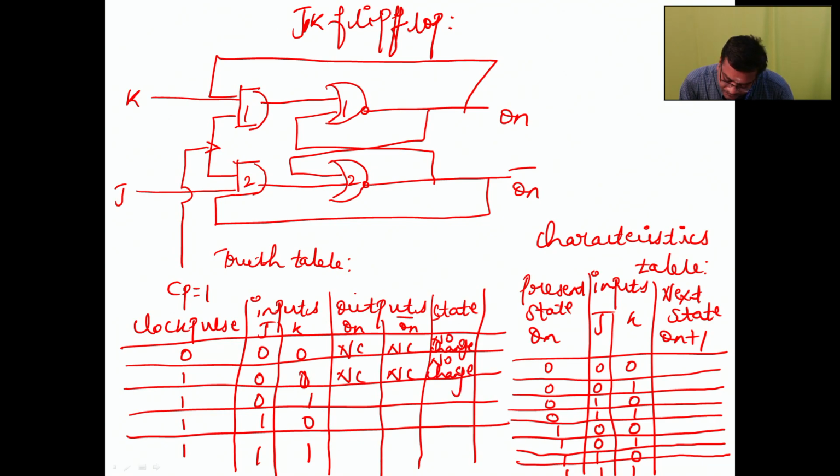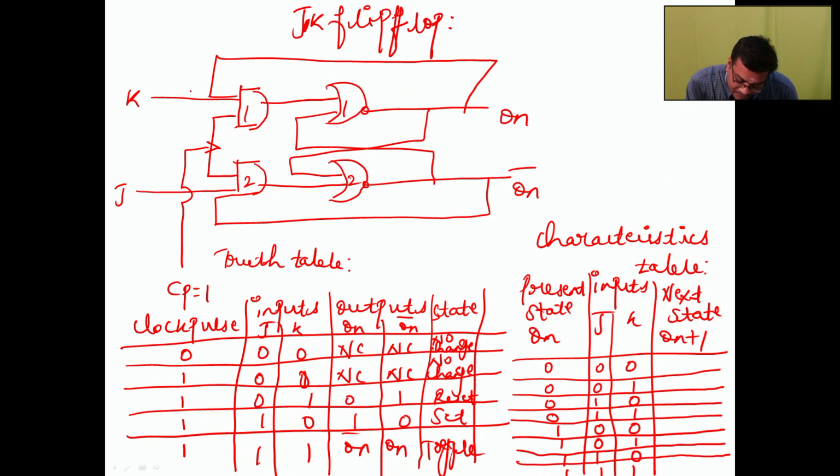When we give 1 to K, we will get 0 here, so the reset condition will be there. Next, 1 0 is the set condition. So Qn bar and here Qn, it's a toggle. We can check this truth table and then derive this characteristics table.